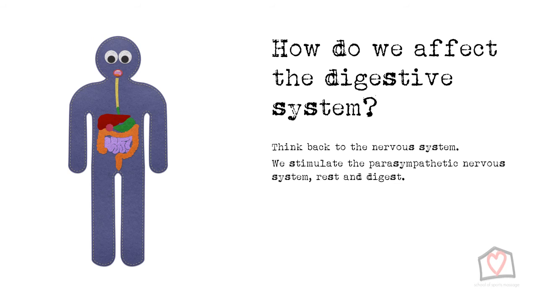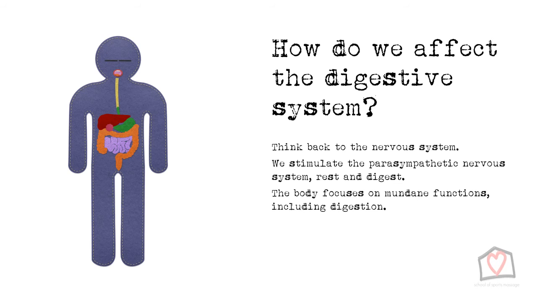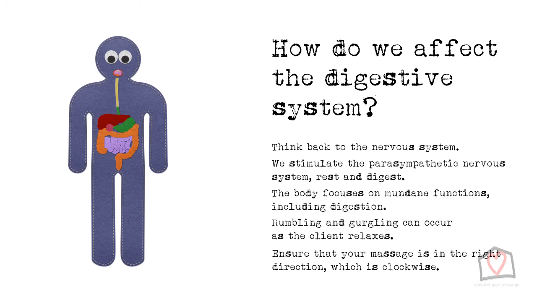When the parasympathetic nervous system is stimulated, the body thinks more about the mundane functions. This includes digestion. So we have an indirect impact on it, which is why quite often as people relax into their massage, rumbling and gurgling will occur as the digestive system kicks into action. Obviously, if you massage the abdominal area, you then have a direct impact on the digestive system, encouraging movement and peristalsis. It is important to ensure your massage is in the right direction, which is clockwise.